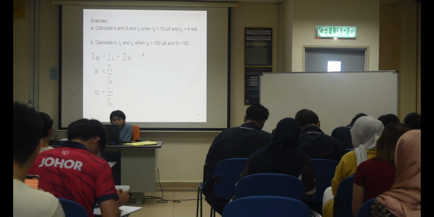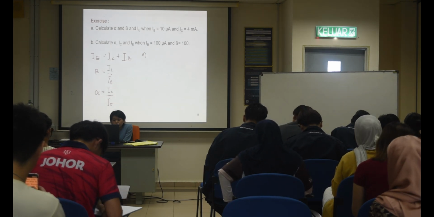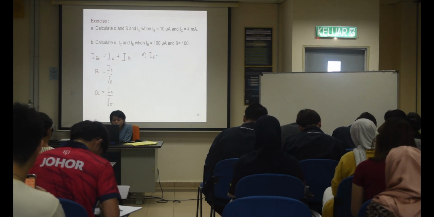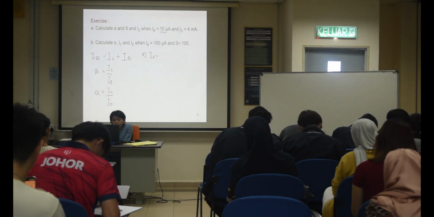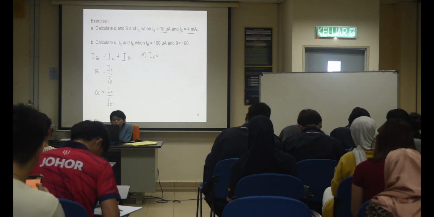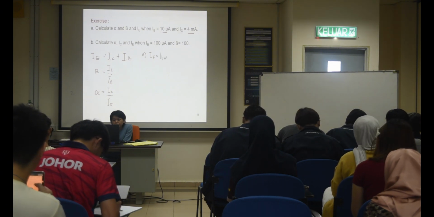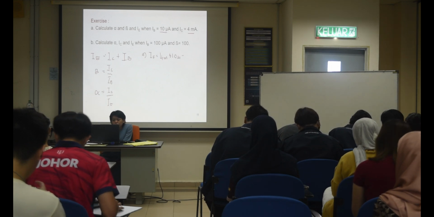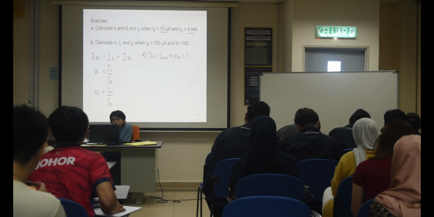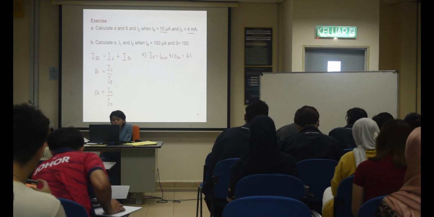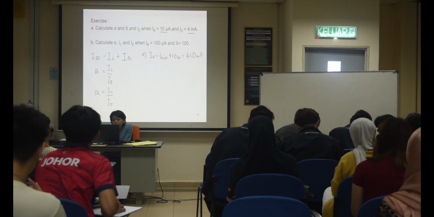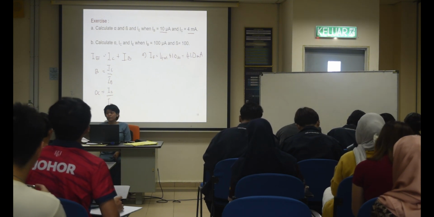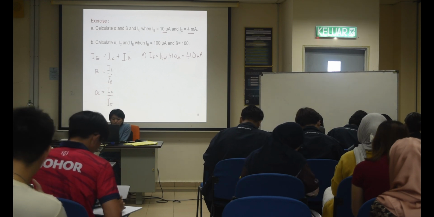So for question A, find alpha, beta, and IE. First you find IE. IE equals to, your IB is how much? 10. Your IC is 4. So you take 4 milliampere plus 10 milliampere. So you get how many? 4 milli what? 110. Right? Try the calculator.